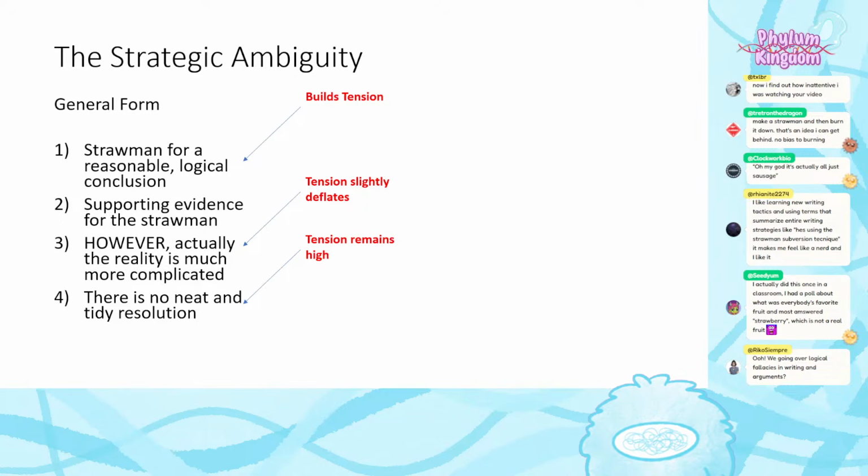Are we going over logical fallacies and writing in arguments? No, we're actually talking about how you can manipulate an audience into paying more attention by manipulating their understanding of the truth, right? And not in a bad way, not in an evil way, but in an interesting storytelling way where you are building up a bad guy, right?